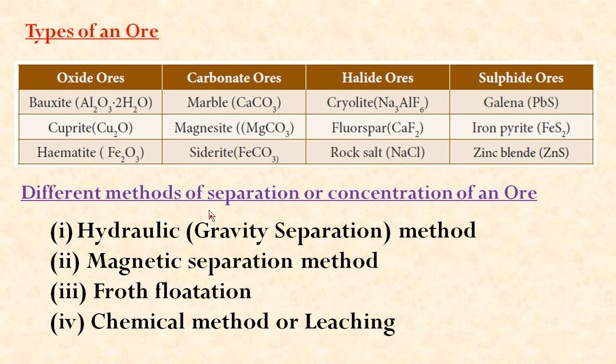Different methods of separation or concentration of the ore. First, you have to concentrate the ore by the following methods: hydraulic method or gravity separation method. Second one, magnetic separation method. Third one, froth flotation method. The fourth one, chemical method or leaching.